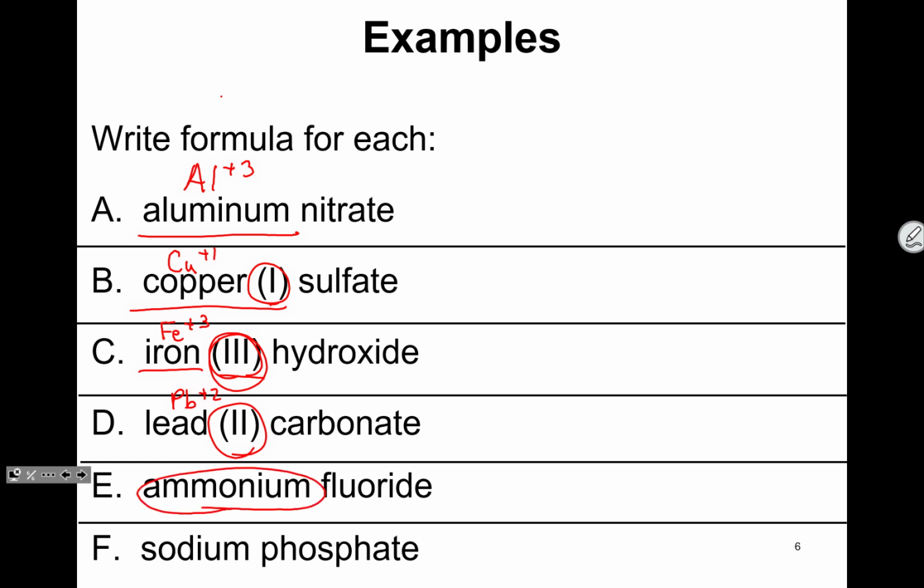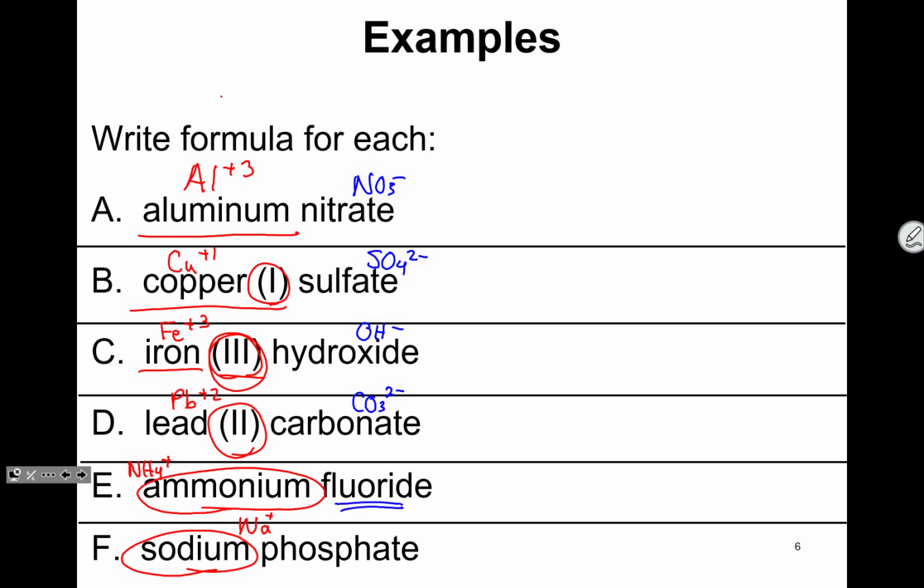Ammonium, this is a new one. We have to look on our list, and that's NH4 plus. And then sodium, predictable, symbol Na. It's in group 1A, so it forms a +1 cation. So there we have it for our cations. And let's go to our anions. Nitrate from our list we know is NO3 minus. Sulfate from our list is SO4 2 minus. Hydroxide is OH minus. Carbonate is CO3 2 minus.